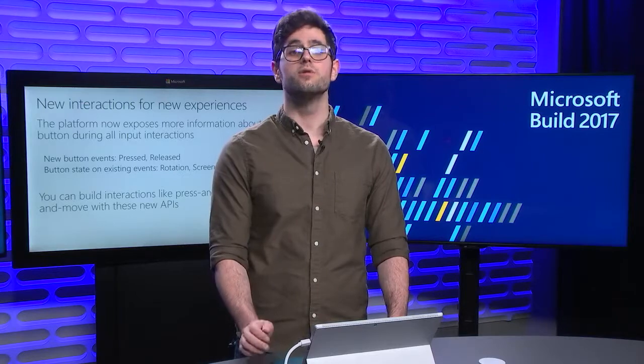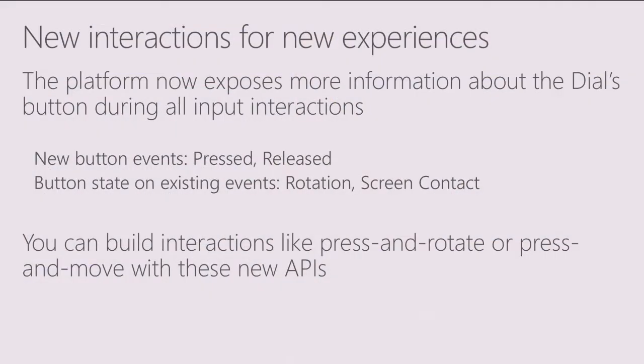First off, new interactions. We have two different input types on the dial that are really common for the way that you interact with it. There's a click and there's a rotate. And developers out there said, why can't we do both at the same time? So we've changed this to give more information about the dial's button state during all of your interactions. We have two new button events, pressed and released, that would be fired whenever the user presses down on the dial and then when they release. And afterwards, we'd fire the click event that's normally sent.